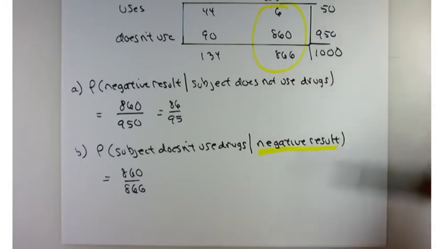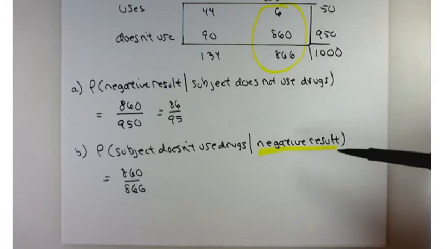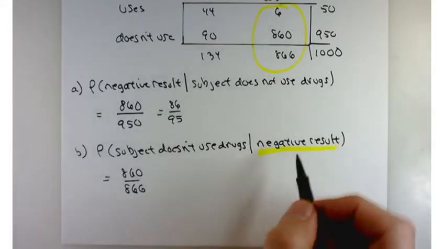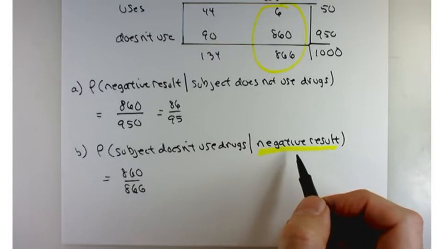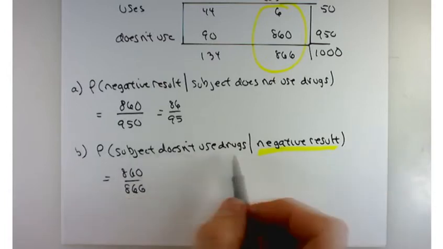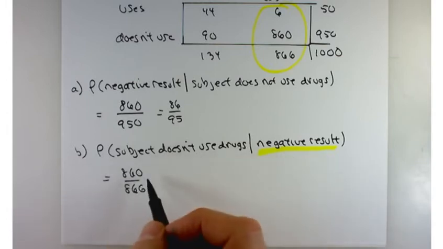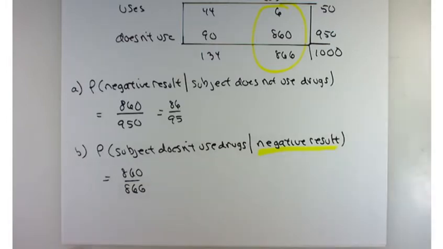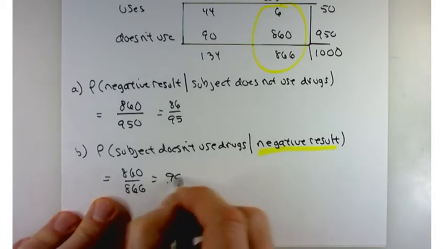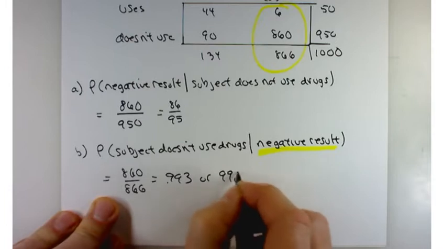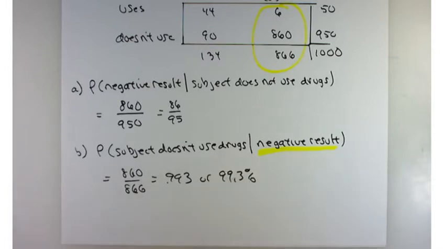Now of these two, this one would be the one that an employer would be interested in, because the only thing the employer knows is the result of the test. They're not going to know this right now. They're hoping that this percentage is high. If that percentage is high, then a negative result means you probably don't use drugs. In this case, that's got to be close to 99%, I'm thinking. 860 divided by 866. Yeah, 99.3%. So, pretty good. If you got a negative test result back from this test, then there's a pretty good chance you got a clean bill of health.